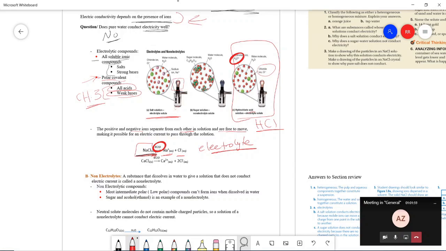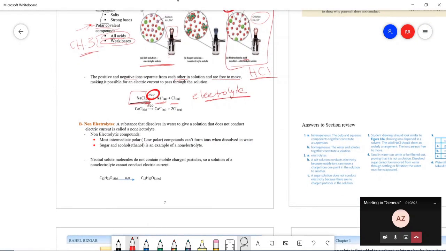So since they are freely moving, when they collide with each other, and they are charged, these charges can transfer electric current from one side of the solution to the other side. And anything that makes a solution conduct electricity, we call an electrolyte. All right.